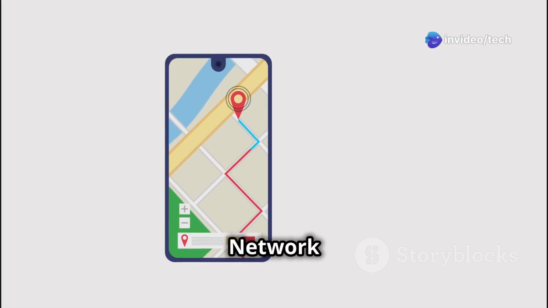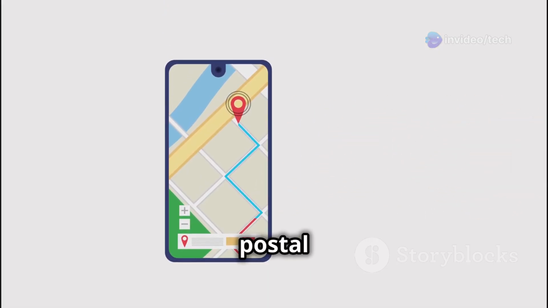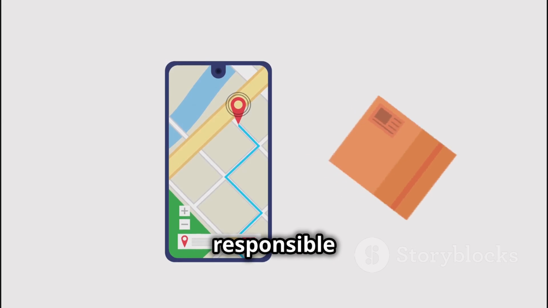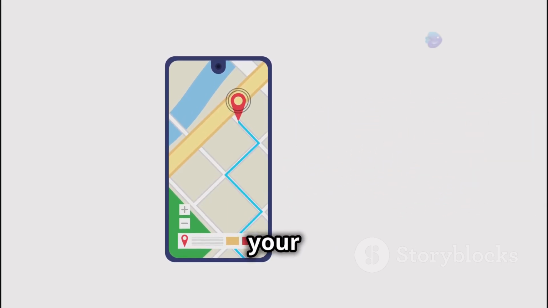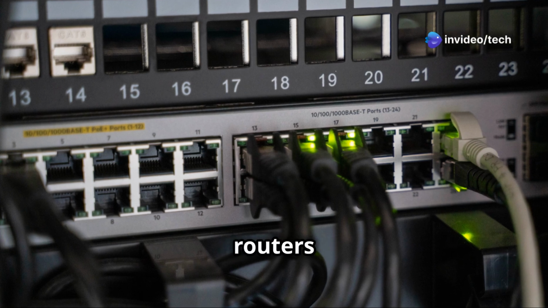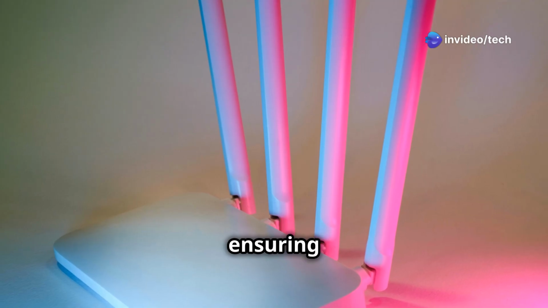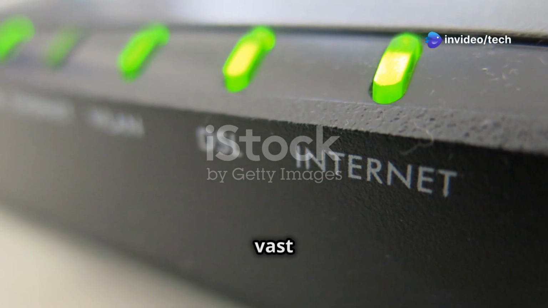Then we reach the network layer. This layer is like the postal service of the network. It's responsible for routing data packets across different networks, like a GPS for your data. IP addresses and routers are key players here, ensuring your message finds its way through the vast internet.